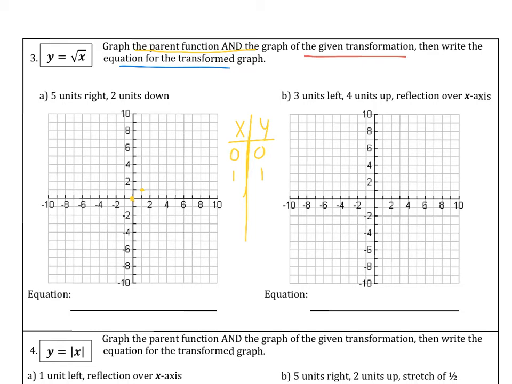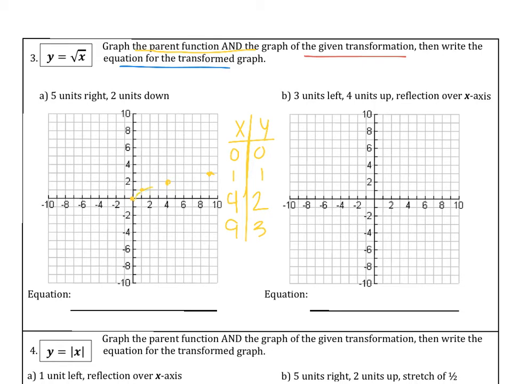Then I want to think of another perfect square. The next one, moving up the x-axis, is not 2, not 3, but 4 is a perfect square. So I'm going to plug 4 in, and the square root of 4 is 2. And then let's get one more point in. So 5 is not a perfect square, 6 is not, 7 is not, 8 is not, but 9 is a perfect square, and the square root of 9 is 3. So over 9, up 3.